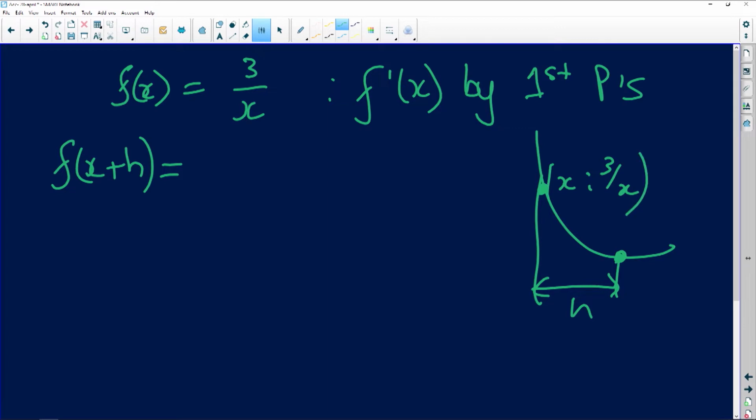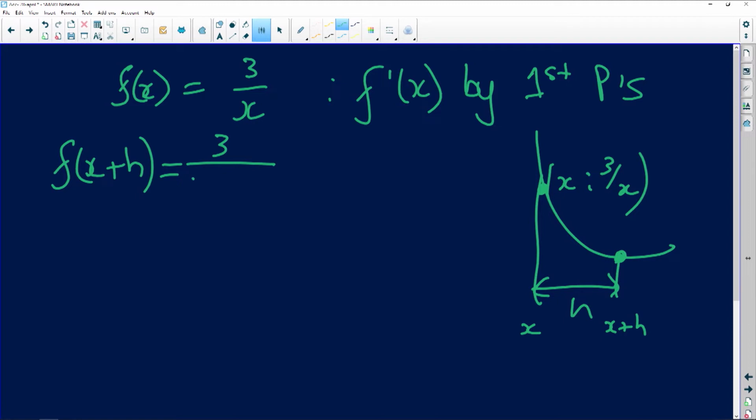I move h units on, and all that happens is the x value increases by h. The x value was x over here. The x value over there is x plus h. And the y value, remember, like for all other graphs, folks, you find the y value of a point by substituting the x into the function's equation, and the result is your y value. So let's do that and see where it takes us.